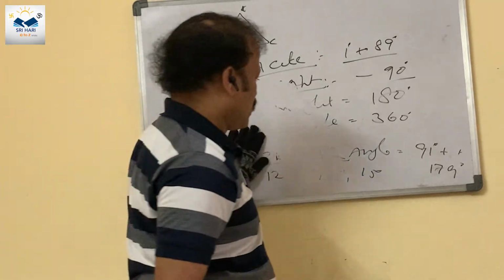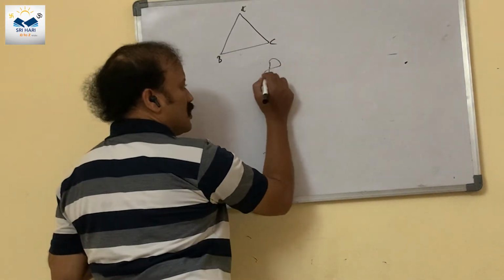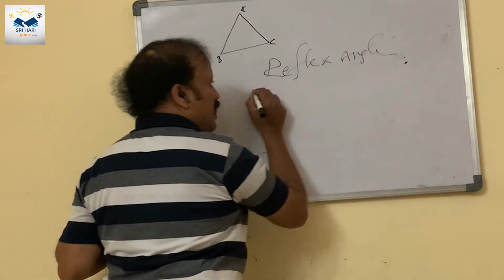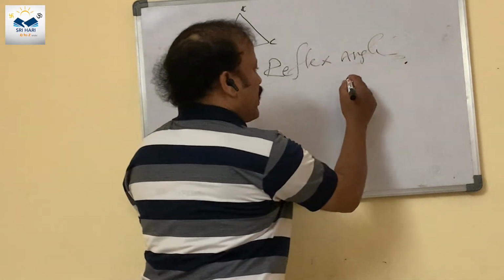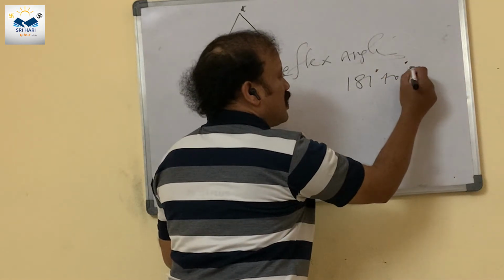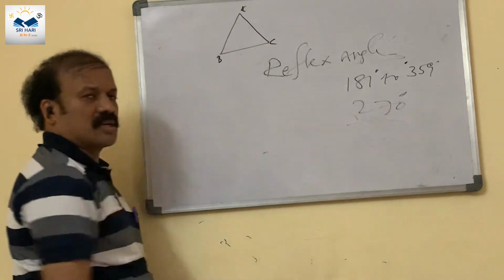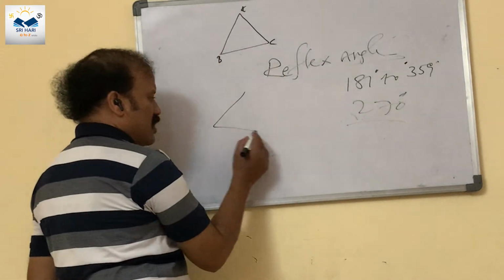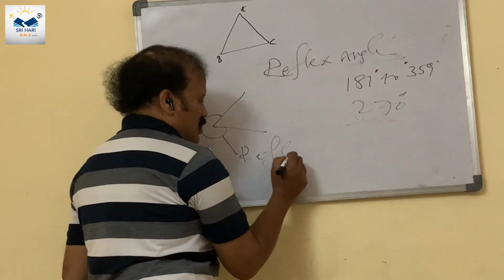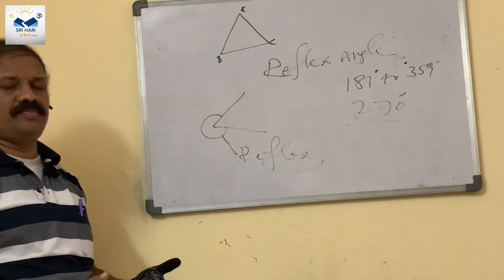So after that, the reflex angle. Reflex angle. That is above 180, means 181 degrees to below 360, means 359 degrees. For example, 270 degrees. It is a reflex angle. Reflex angle means, just now I said, no. This angle is a reflex angle. This is a reflex angle.